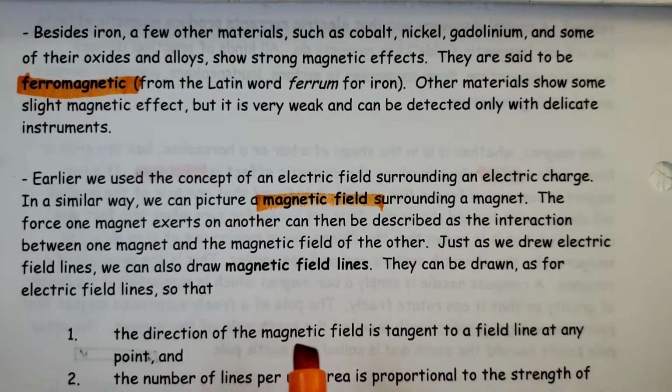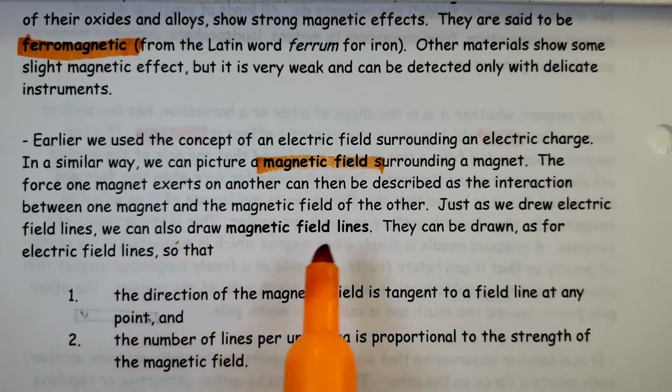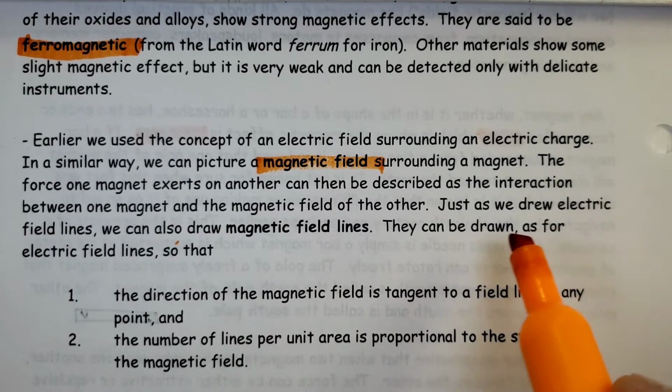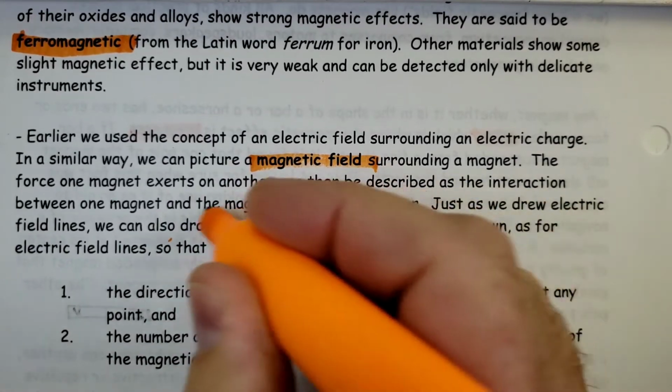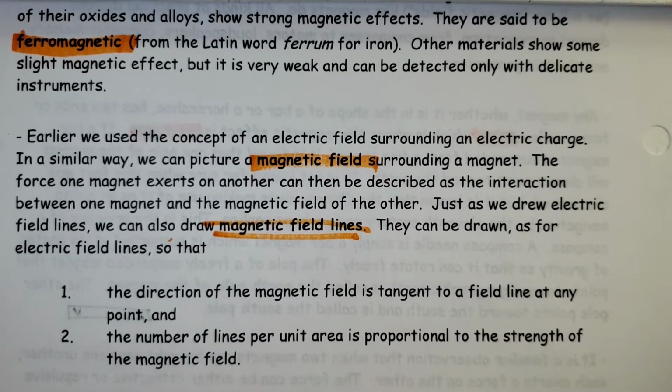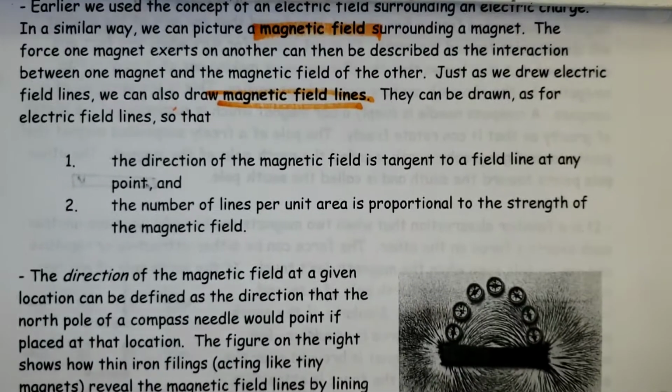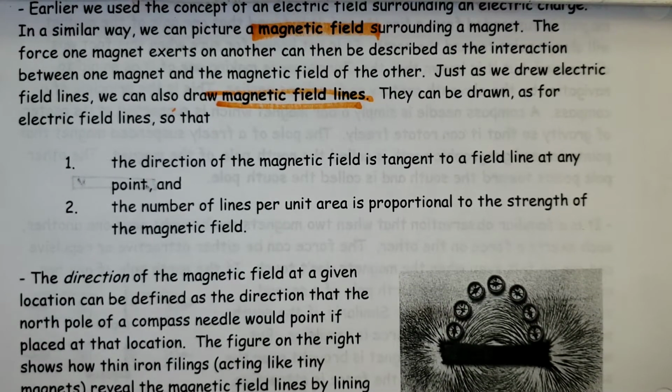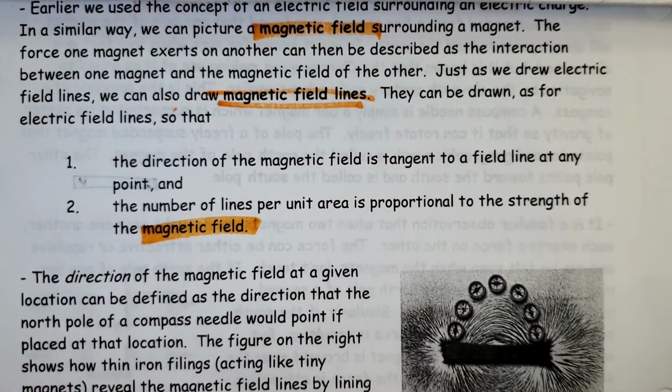The force one magnet exerts on another can be described as the interaction between one magnet and the magnetic field of the other. Just as we draw electric field lines, we can draw magnetic field lines. So, a couple of rules for that. The direction of the magnetic field is tangent to a field line at any point, and the number of lines, again, is proportional to how strong it is.